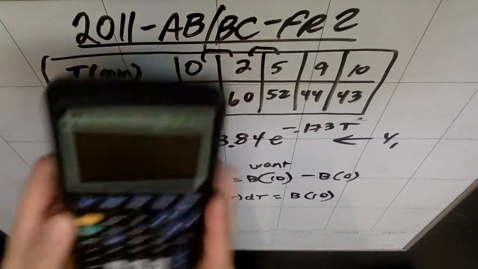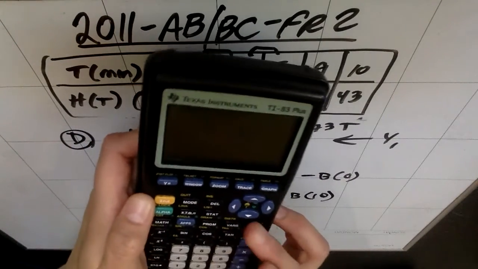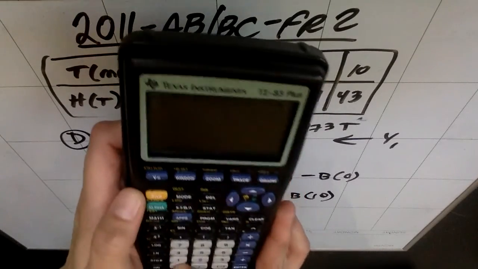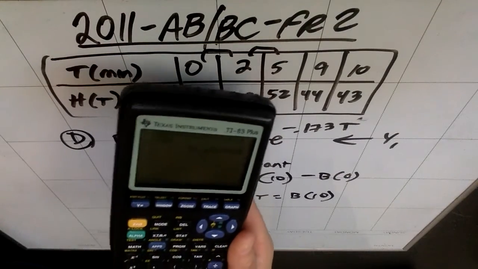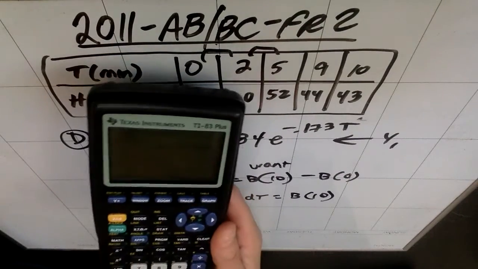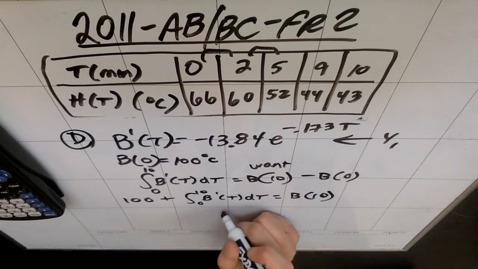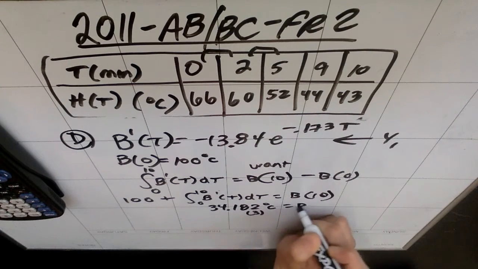So I'm going to quit out of this. I'm going to go to 100 plus math 9, right? I want to integrate. VARS, go over to my function y1, comma, with respect to x from 0 to 10. And I'm going to get that the temperature of the biscuits is 34.182 or 183. So I'm going to get 34.182 or 3 degrees Celsius for my biscuits, right?